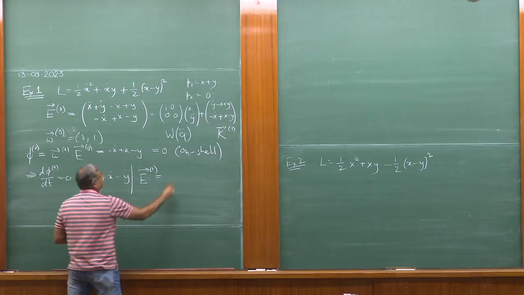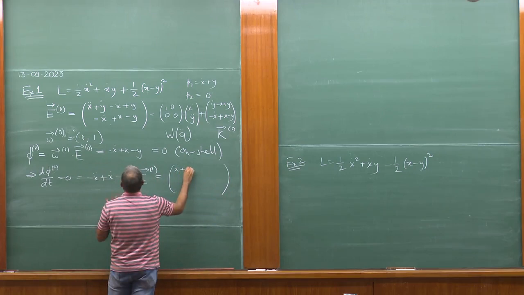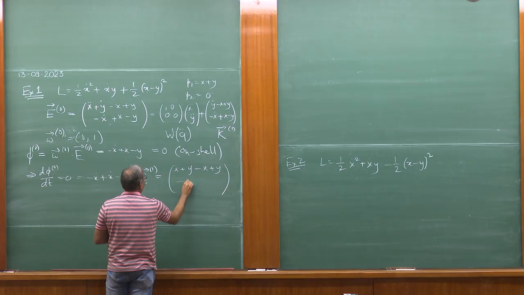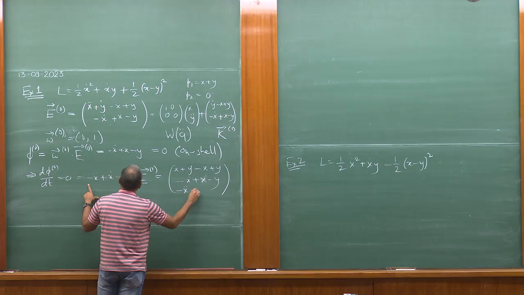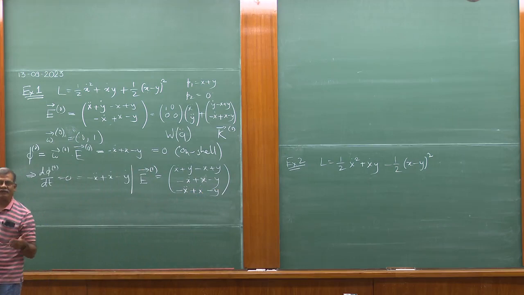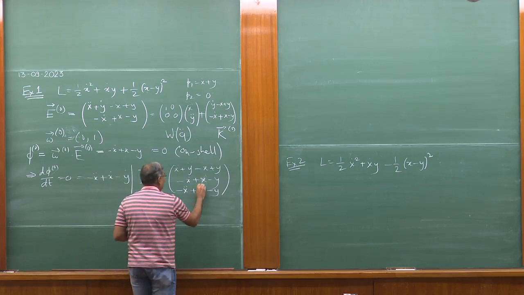The first order Euler vector is simply going to be whatever you already had. So I'm just writing that again, although I could just say that these two lines will be identical, plus x minus y. And below this, we will append this new equation, minus x double dot plus x dot minus y dot. So that's the basic procedure. You start from the zeroth level. Y dot, right, of course, thank you. This is x dot, this is y dot, right?